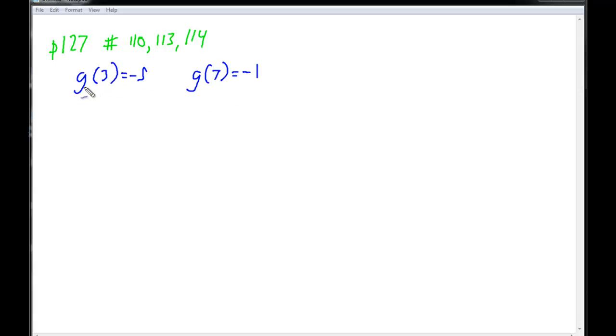Now, if you look at this here, this is just another way of saying that when you plug in the value 3 for x, you get -5 for y. So this is technically the point (3, -5), and when you plug 7 in for x, you get -1 for y. This is (7, -1). Then it asks you to find an equation for g.